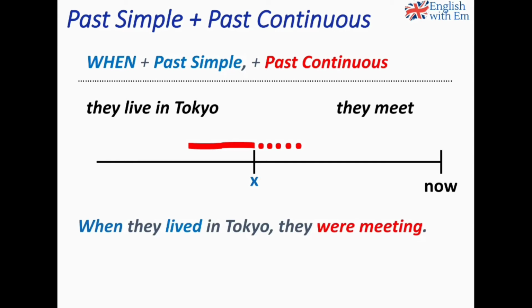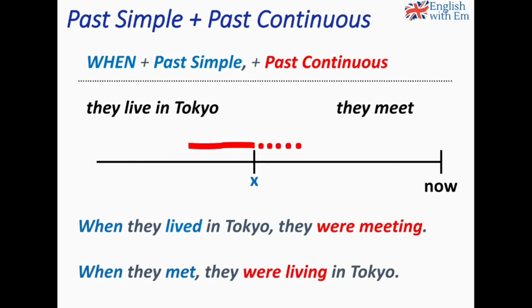When they lived in Tokyo, they were meeting. Or when they met, they were living in Tokyo. Which do you think is correct? When they met, they were living in Tokyo. So living in Tokyo, that is the longer action with the past continuous, and they met, that is the short action which interrupts it.